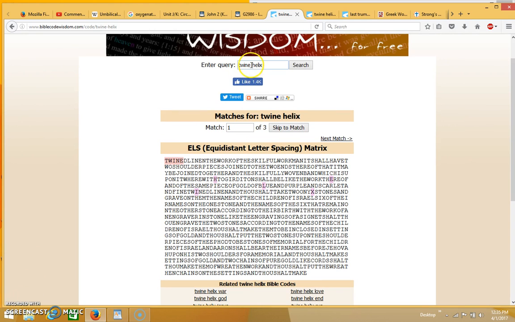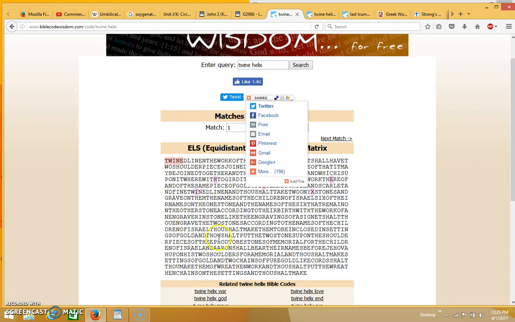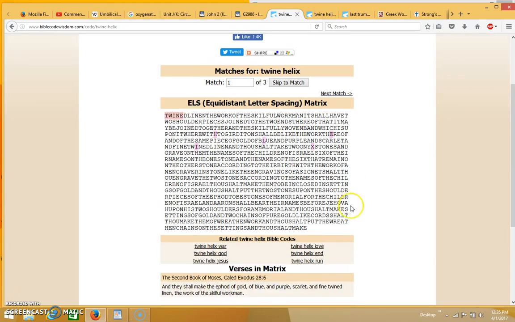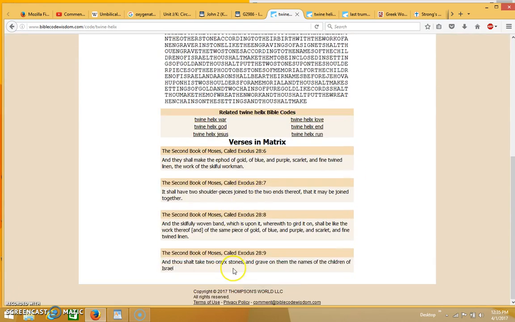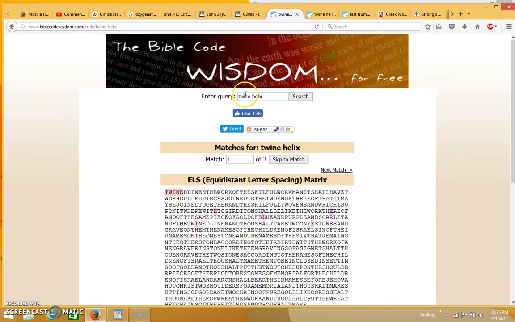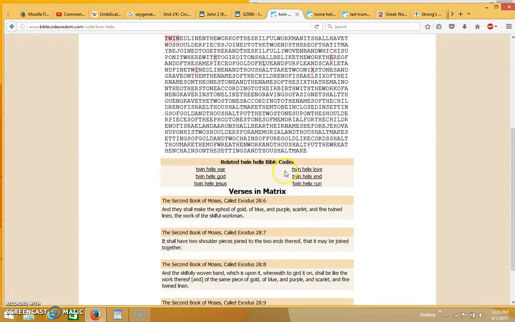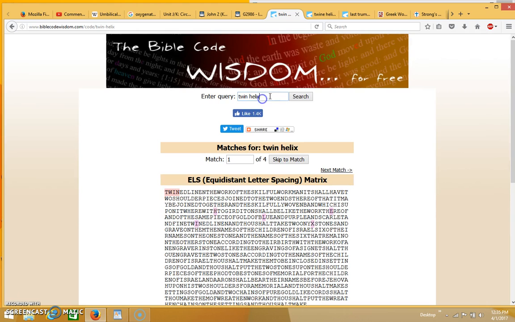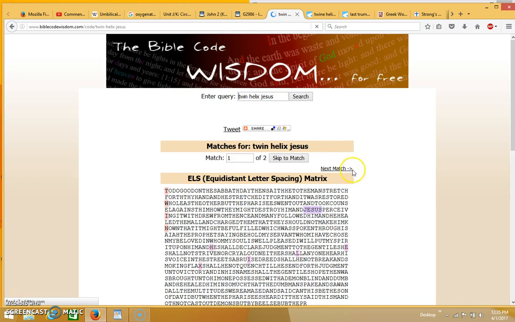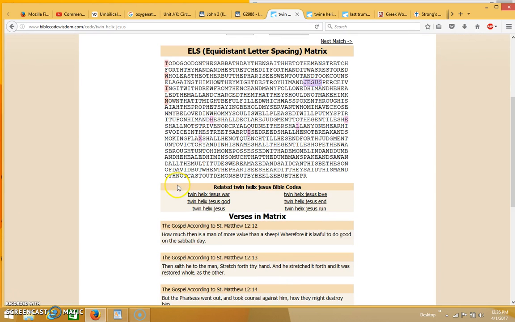Okay, when you put in the words twine and helix, you only get 3 matches, and all 3 of these matches come up in Exodus 28. But if you put in the words twin and helix, you can actually get at least 1 more match. If you put in Jesus, twin, and helix, I just want to show you how that comes up. It comes up in Matthew 12.